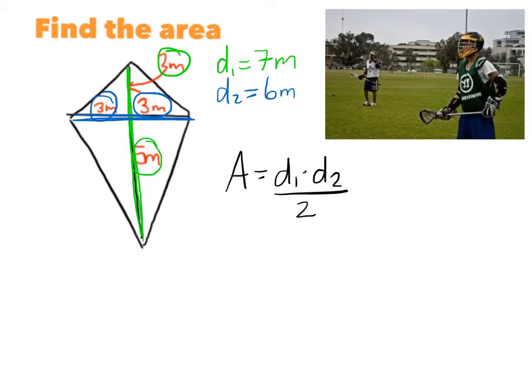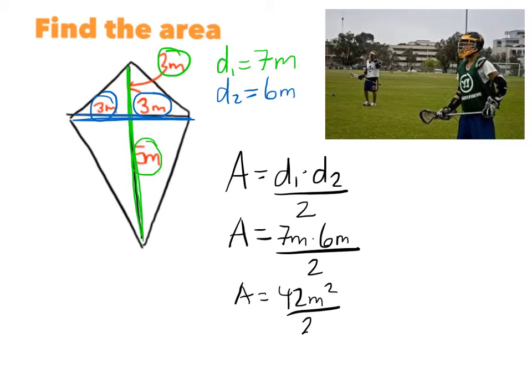Well, it's as easy as that. I'm going to take those values and plug those in. Diagonal 1 I called 7 meters, diagonal 2 6 meters, and that's cut in half. 7 times 6 is 42. Meters times meters is meters squared. All I have to do now is cut that in half. The area of this kite is 21 meters squared.